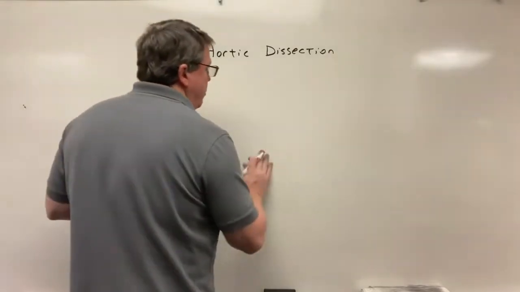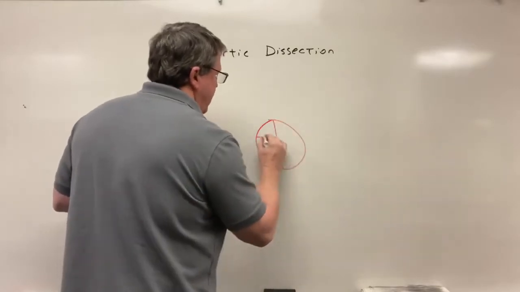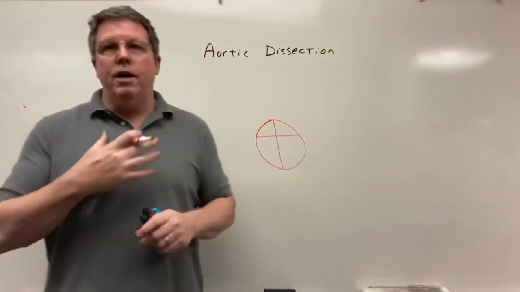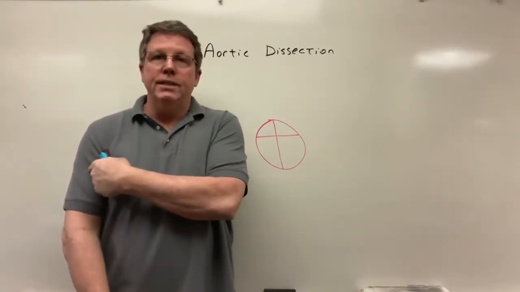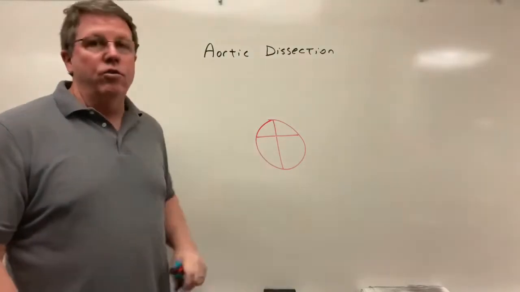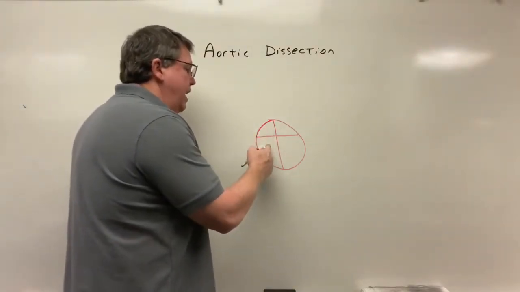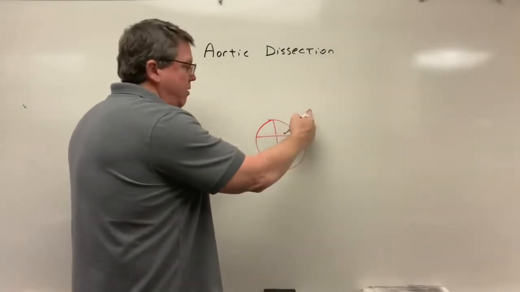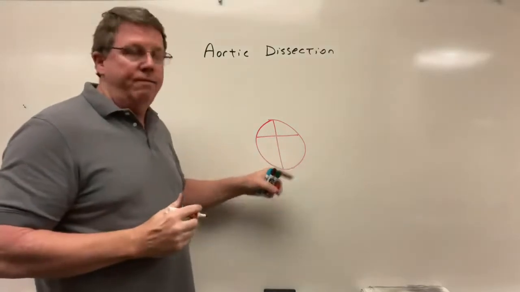The first thing we're going to do is draw the heart. I'm going to draw the heart like this, as if you're looking at the heart on a person who's facing you. Just like my right arm is on my right side, the right side of the heart is over here. So blood comes into the right atrium, goes down into the right ventricle, then goes out to the lungs, comes into the left atrium, and then goes down into the left ventricle.